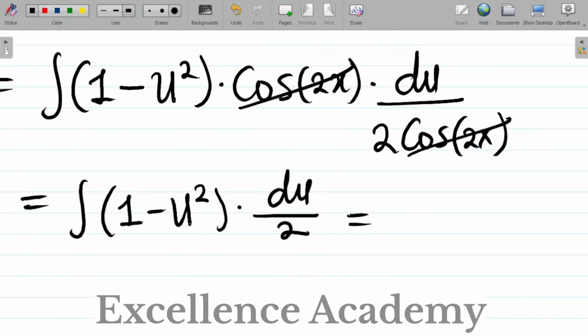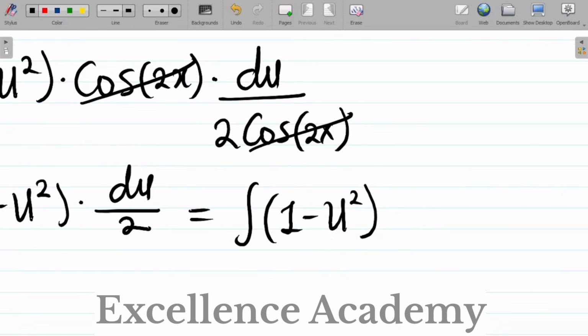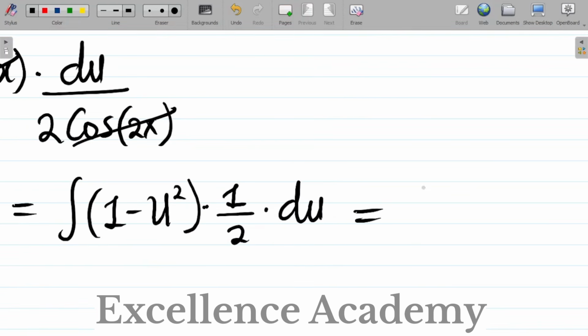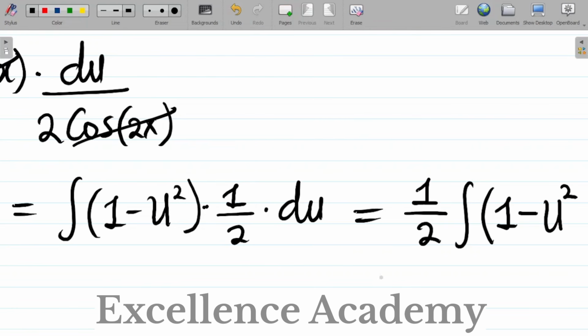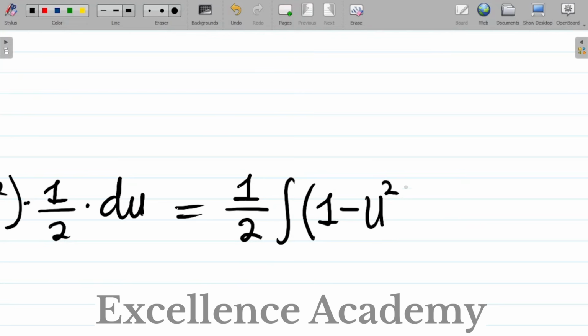And this is the same thing as saying the integral of 1 minus u squared. du over 2 is simply 1 over 2 dot du. We'll take 1 over 2 outside the integral sign. That's this constant term. Take it outside the integral sign. It becomes 1 all over 2, the integral of 1 minus u squared, and then du. We have this.